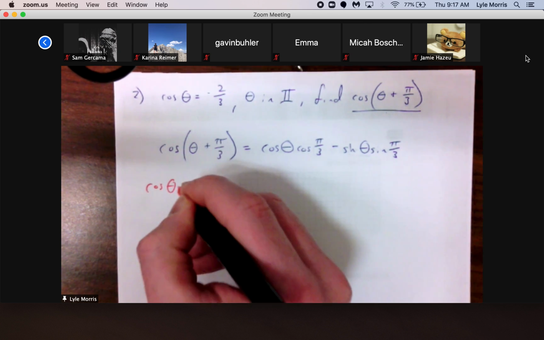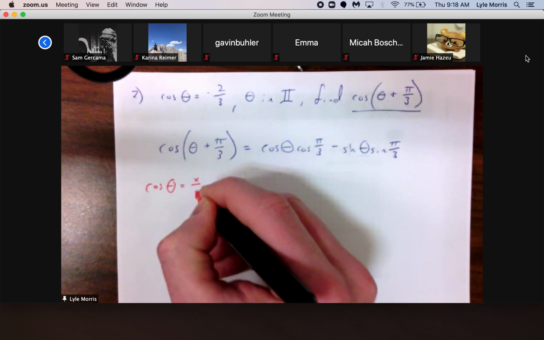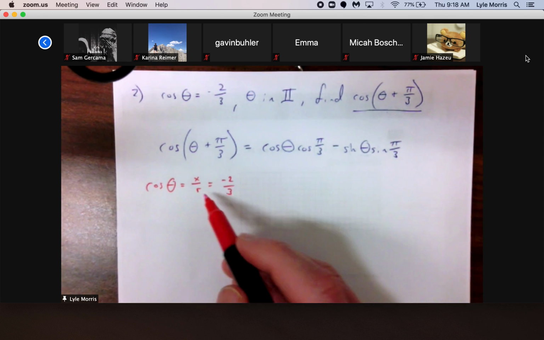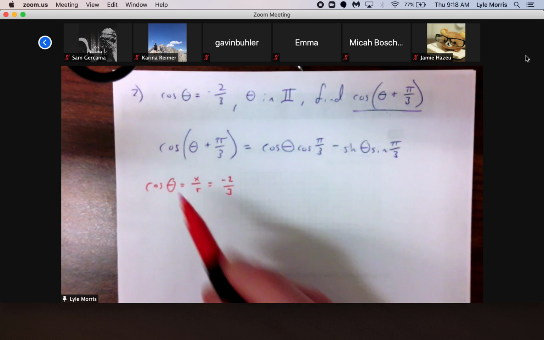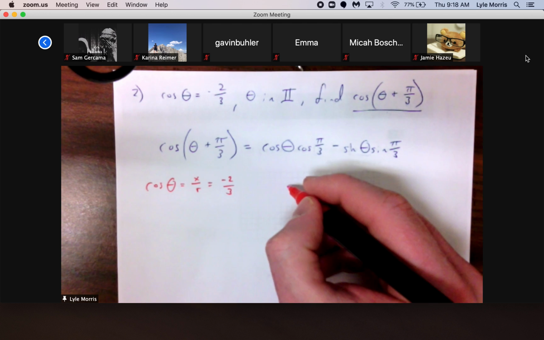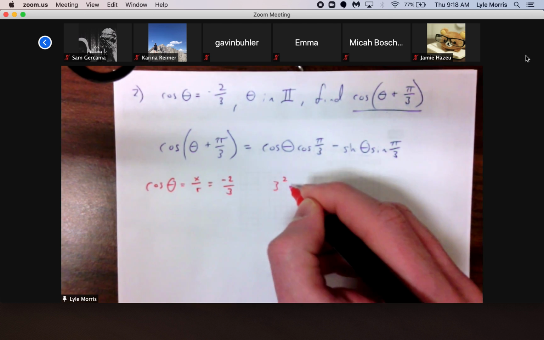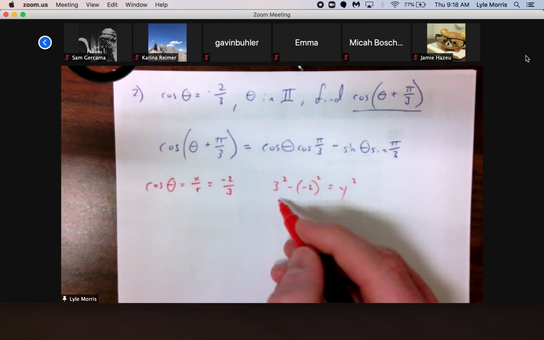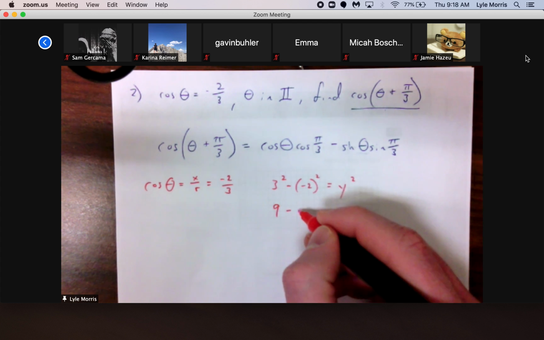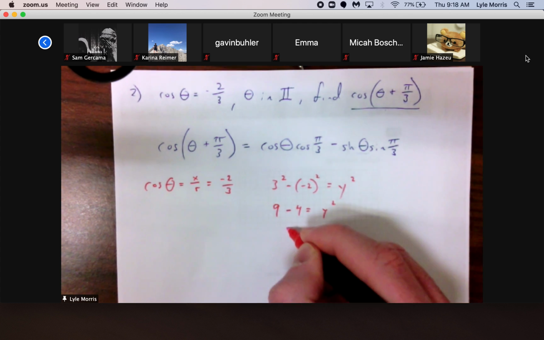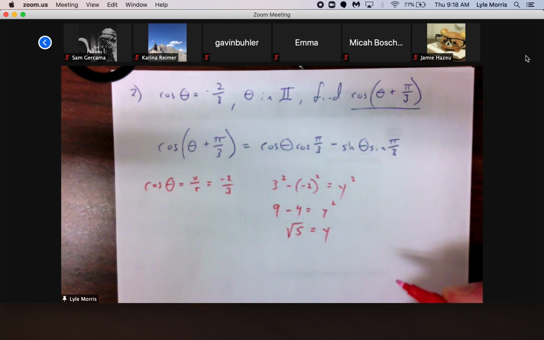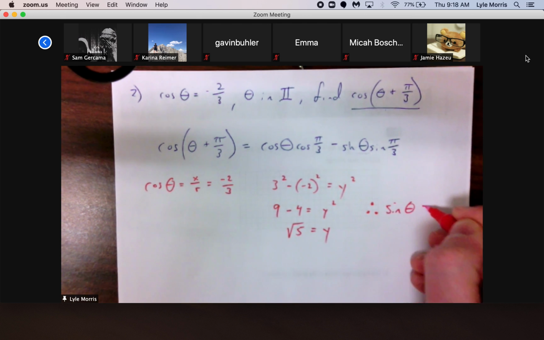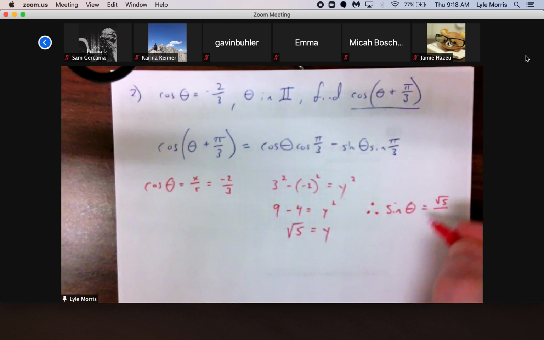Cos of theta is x over r, which is negative 2 over 3. So if we need to solve for what y is, or what sine of theta is, if this is our radius, 3 squared minus negative 2 squared equals y squared. 9 minus 4 equals y squared. So the root of 5 equals y. Therefore, sine of theta equals the root of 5 over 3.